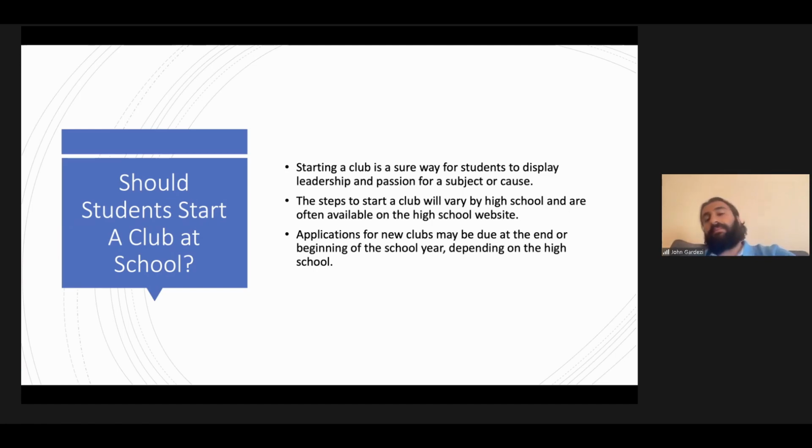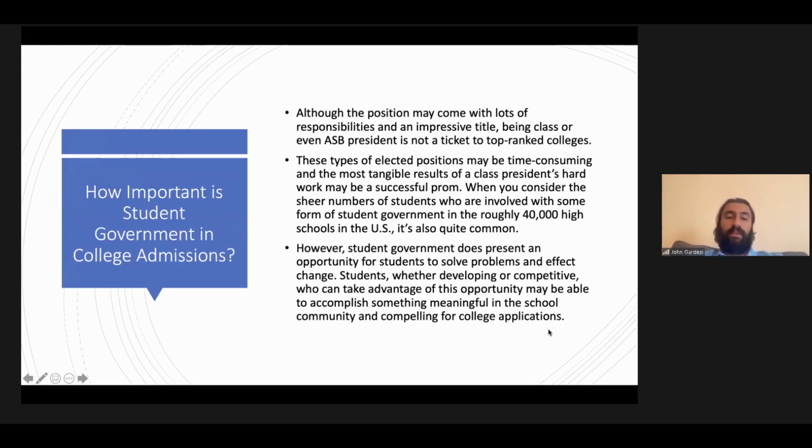And the steps to start a club can vary school by school, but you'll typically find a lot of information on a school's website. And applications for new clubs are typically due at the end or beginning of a school year, depending on how your high school operates and how it manages student clubs. So starting a club can be a great option for you.